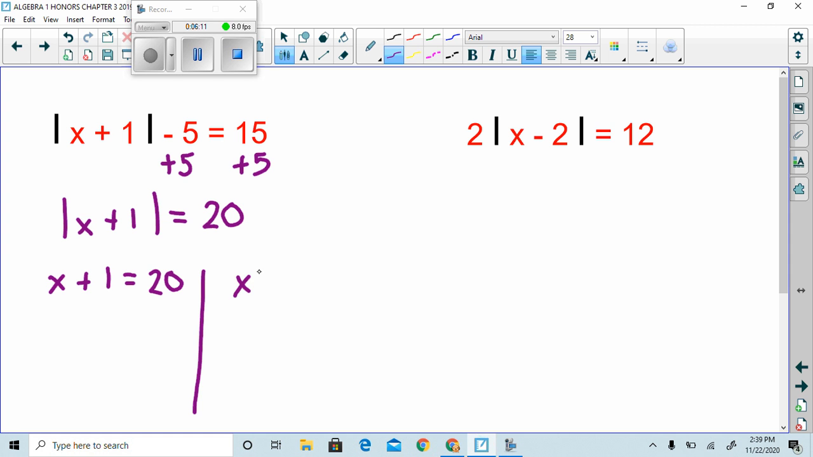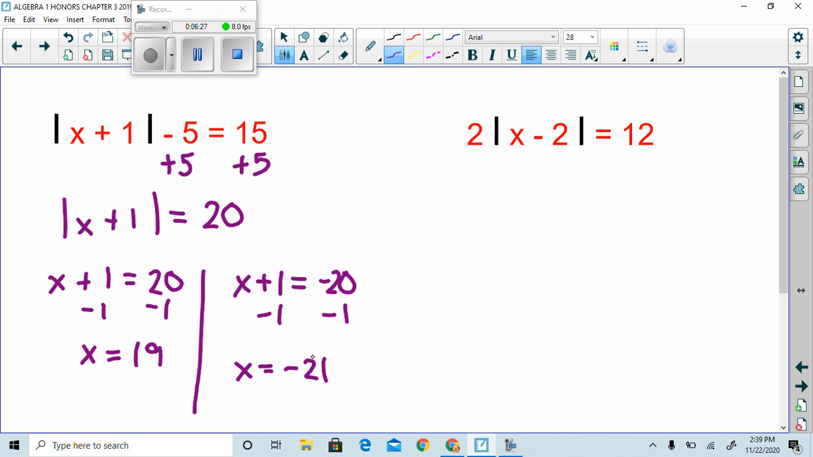Solving twice, x plus 1 is equal to negative 20. Let's subtract 1 on both sides. One possible solution, x could be 19. Subtract again, x could be equal to a negative 21. And again, replace it and check. On to my next one.